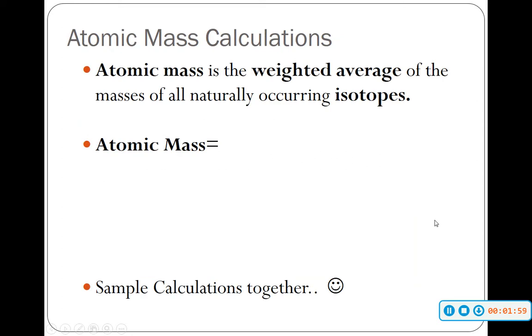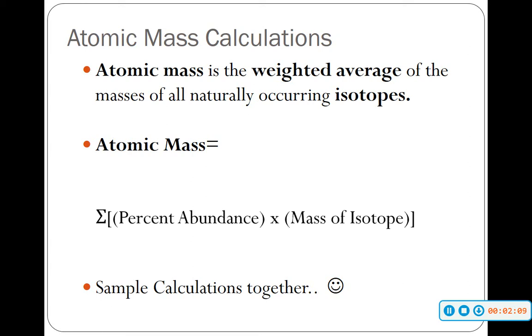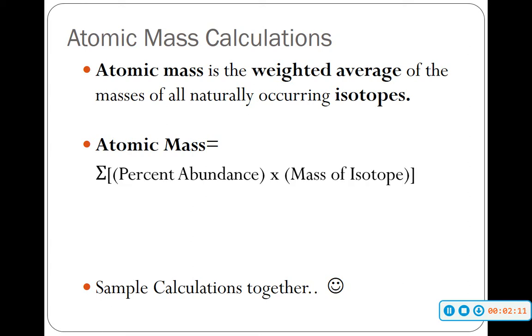So again, atomic mass is the weighted average of the masses of all naturally occurring isotopes. And the formula that we're going to be using today is the sum of. That's what this little symbol right here stands for. It means the sum of.